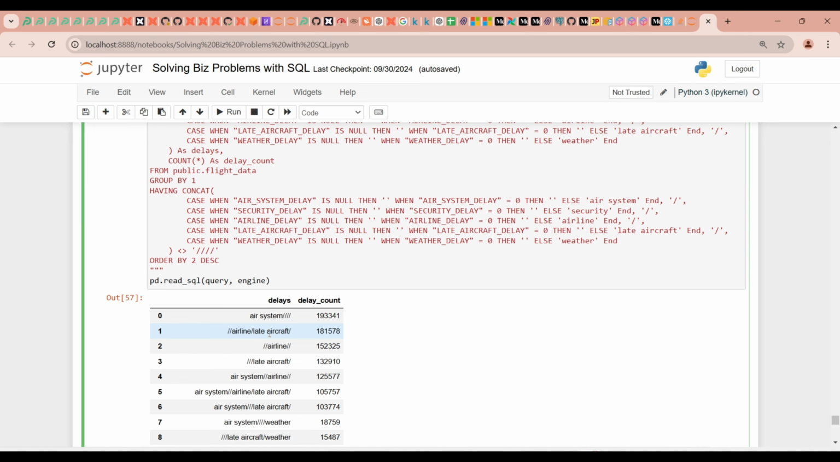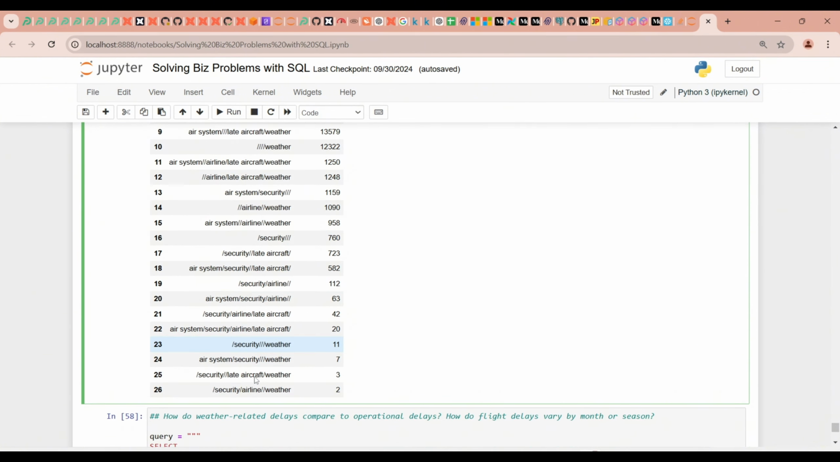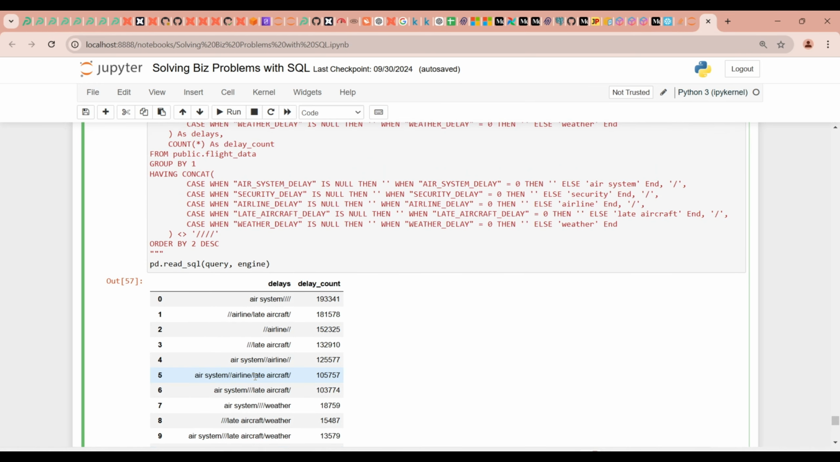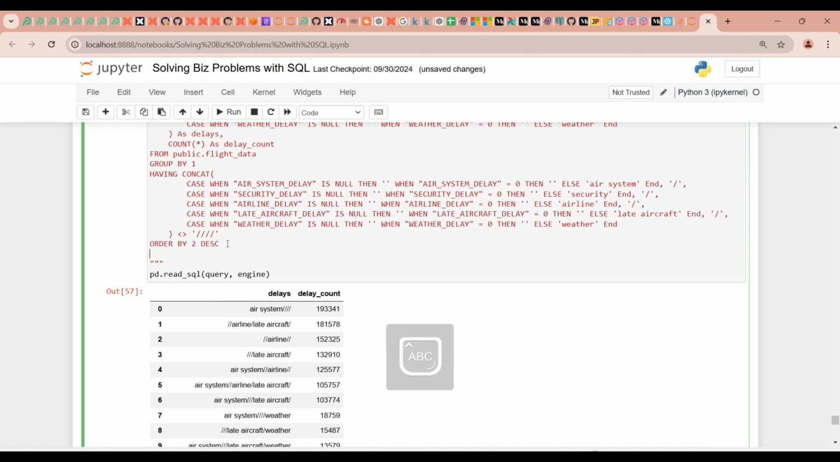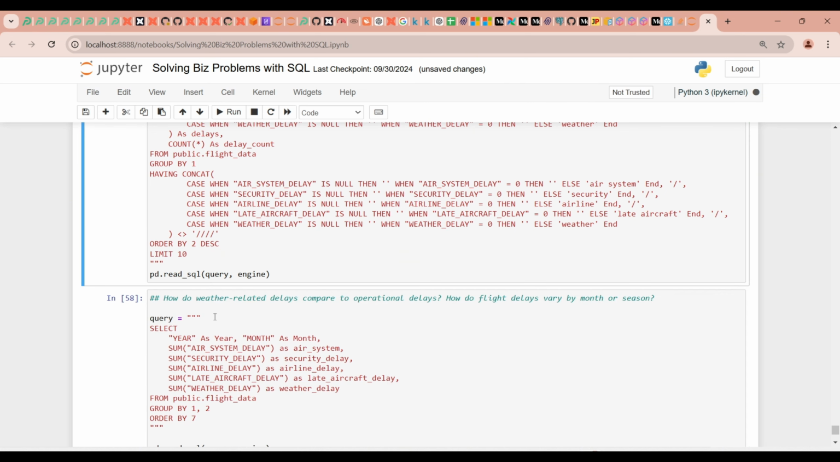We have airline and late aircraft delay. Then the second one was strictly airline delay. The fourth one, late aircraft delay. Then fifth, air system and airline delay are affected on that route. So you can see the top, everything here, and we can limit this to top 10. Just limit this by 10, and you can see the top 10.